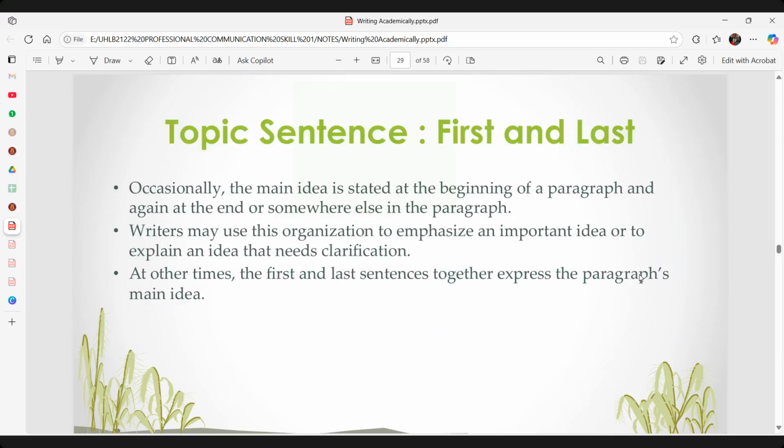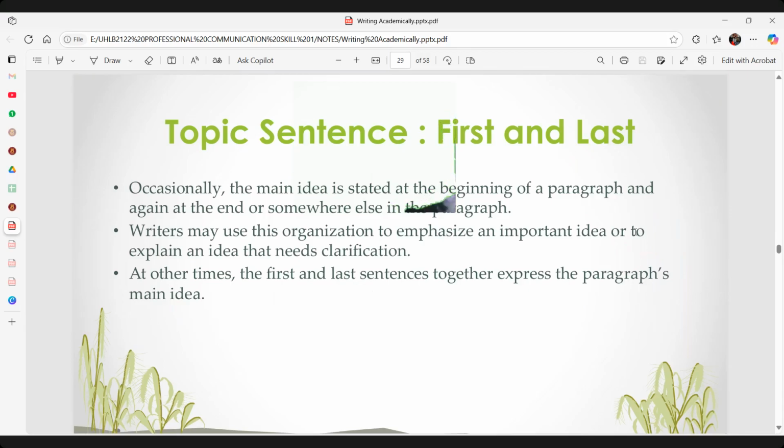Okay, topic sentence first and last. Now let me tell you why there are topic sentences as the first and last. Now there will be situations, or conditions, where your idea or your argument is something complicated, very complicated. So because of the complication of the idea, okay, and understand this.